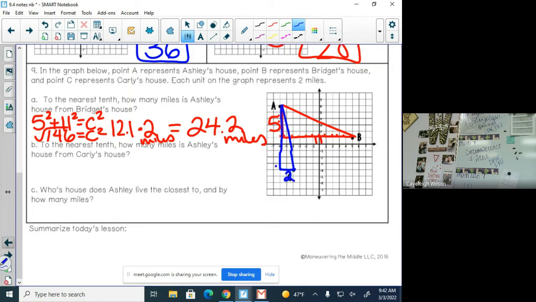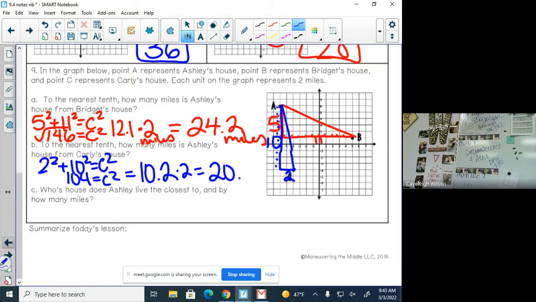So this is 2, 1, 2, 3, 4, 5, 6, 7, 8, 9, 10. Do you want me to do it at 10? Yeah. All right. So 2 squared plus 10 squared equals C squared. So that's 104. And then the square root of 104 is 10.19. So that rounds to 10.2. And I'll have to multiply that by 2 to get 20.4 miles.